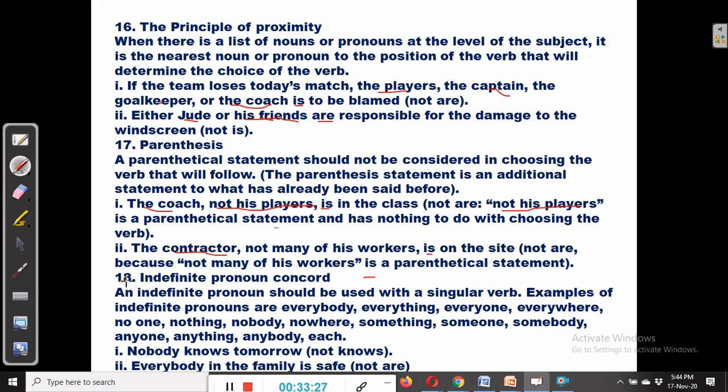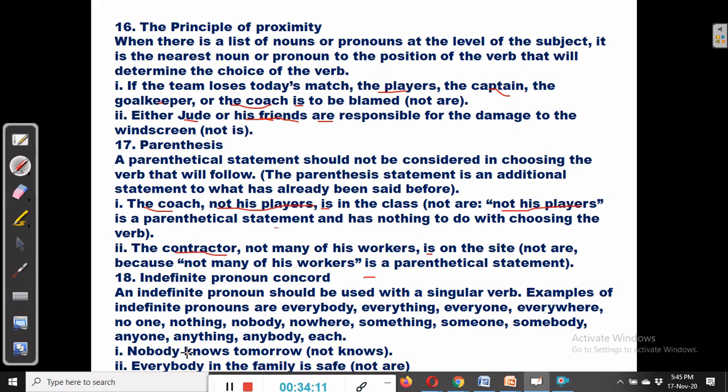Rule number 18, indefinite pronoun concord. An indefinite pronoun should be used with a singular verb. Examples of indefinite pronouns are everybody, everything, everyone, everywhere, no one, nothing, nobody, nowhere, something, someone, somebody, anyone, anything, anybody, each. Now, an indefinite pronoun is a kind of pronoun that doesn't refer to a person in particular. It doesn't refer to any person or thing specifically. And so it takes a singular verb.